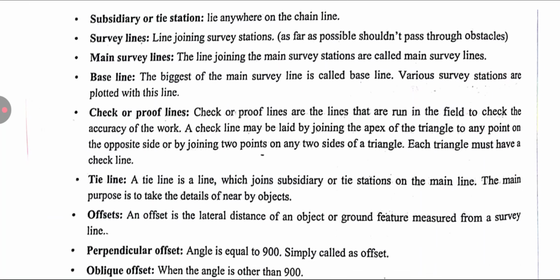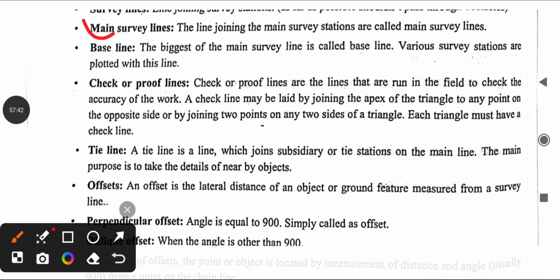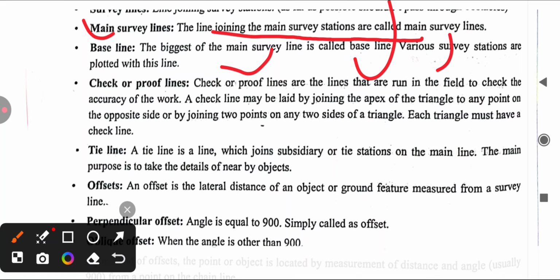And अर्को छ main survey line चाहिँ, the line joining the main survey stations is called the main survey line. Baseline: the biggest of the main survey lines is called the baseline. Various survey stations are plotted with this line.